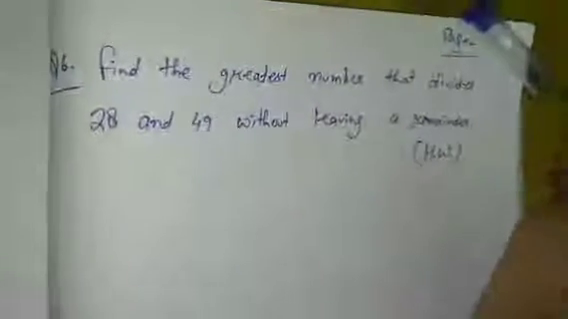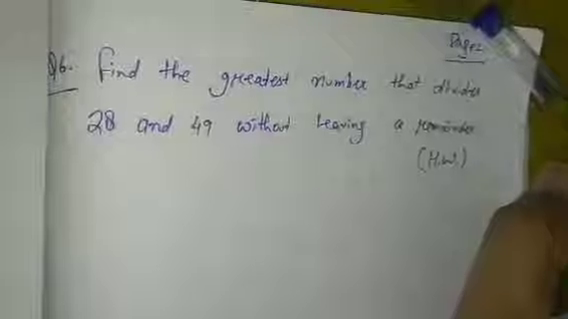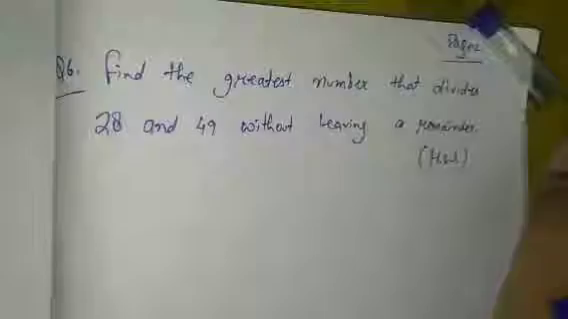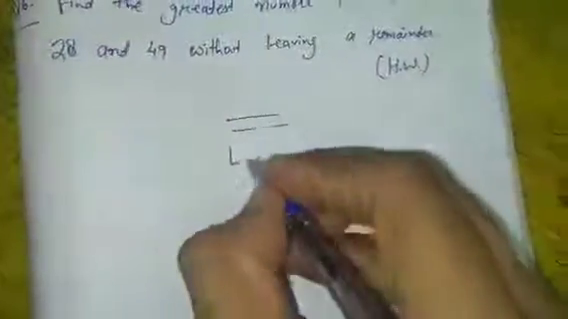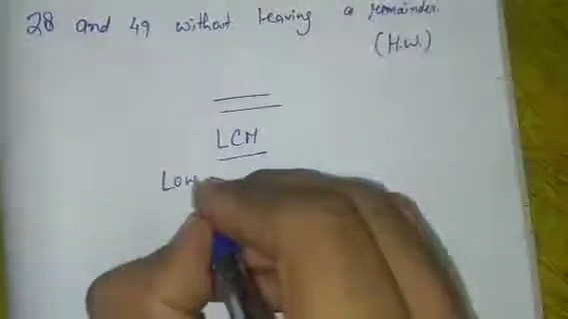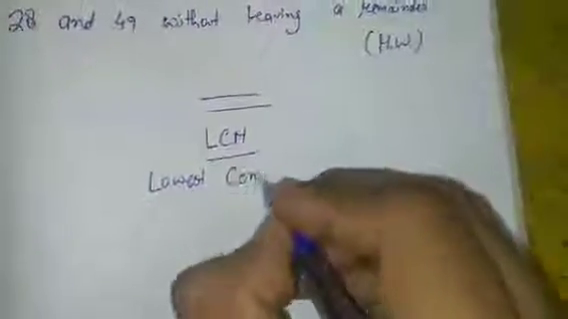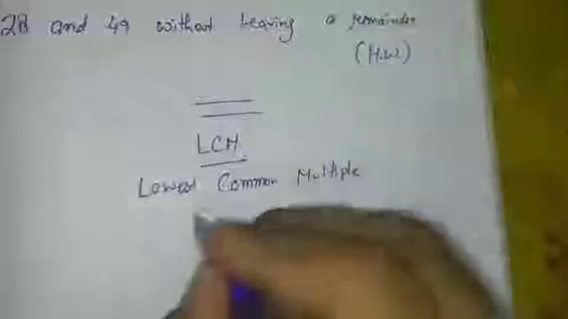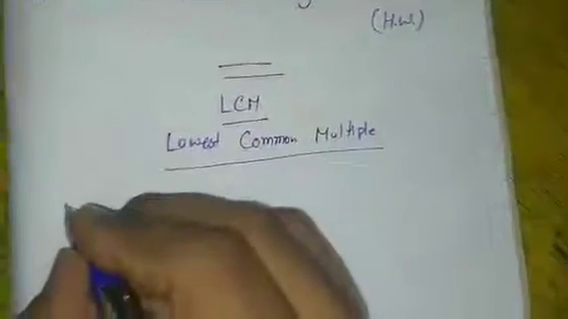Okay, now students, before starting exercise number 5, I want to tell you about the LCM. In exercise number 5, LCM will start. So what is LCM? This is where exercise number 4 has finished. The full form of LCM is lowest common multiple. That is related to the LCM.